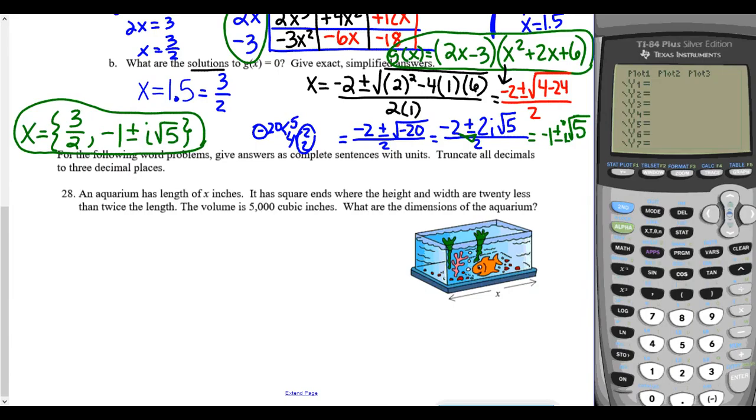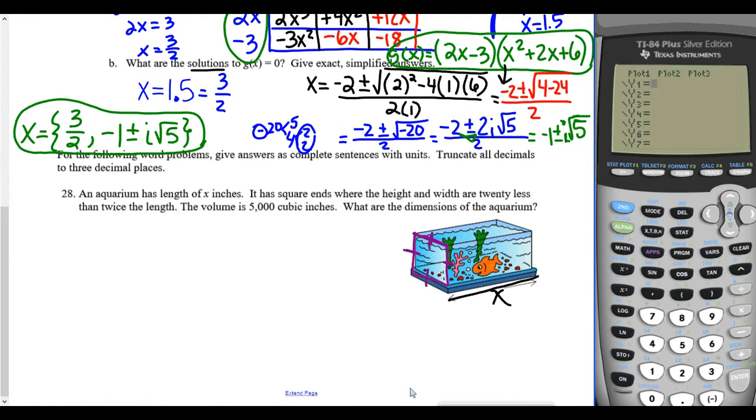Right, so on number 28, we have an aquarium that has a length of x inches. This down here across the bottom is x. And it has square ends. So these 4 sides are all the same length because it's a square end aquarium.